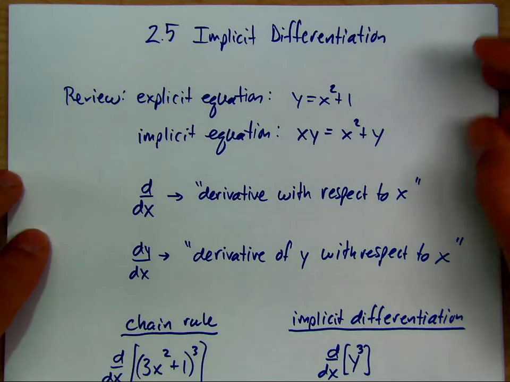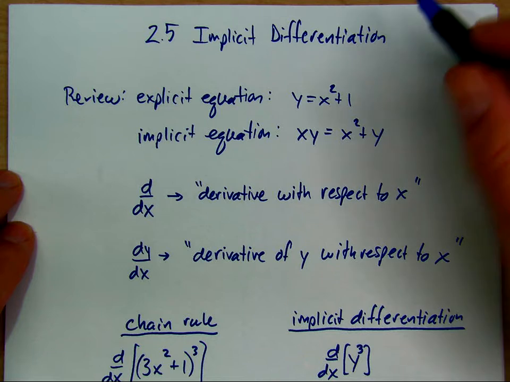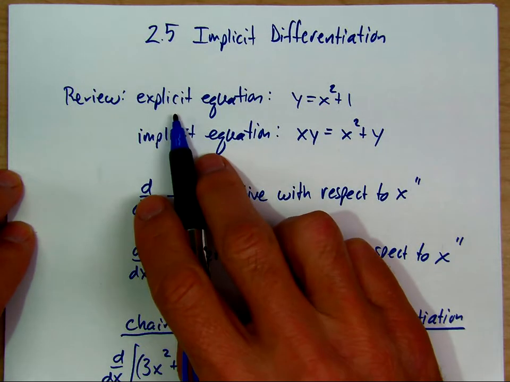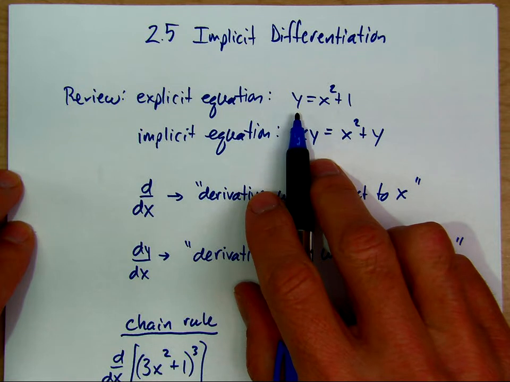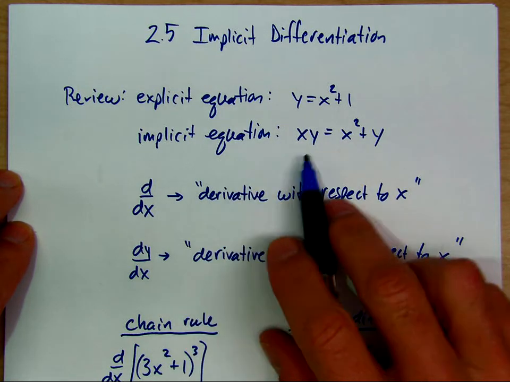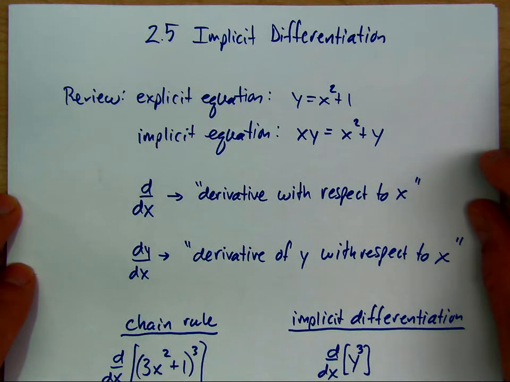So let's go over implicit differentiation. And why do they call it implicit? Well, an explicit equation is when a variable is isolated. An implicit equation is when the variables are mixed on each side.